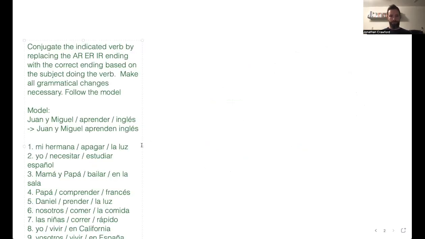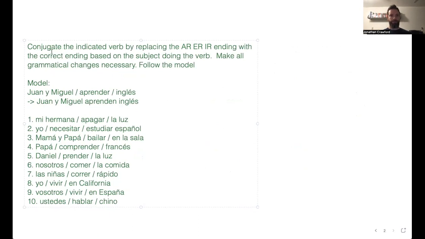So let's go ahead and go to the next page here and do a little test. And we'll learn some vocabulary while we're at it. All right, so conjugate the indicated verb. The indicated verb is going to be the verb in between the forward slashes. So we have to conjugate it by replacing the ending, the AR, ER, IR ending, with the correct ending based on the subject doing the verb.